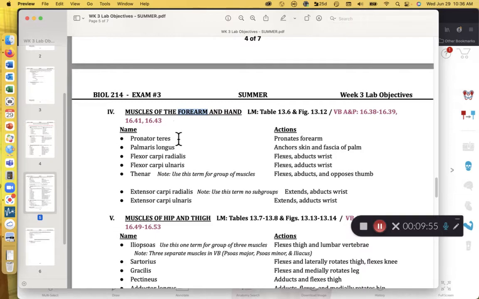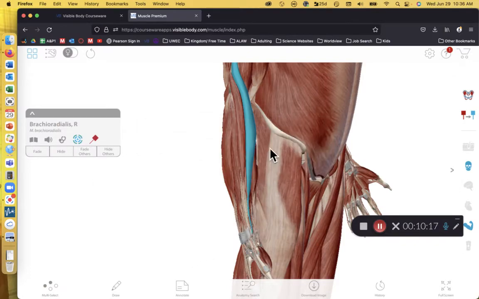So the Pronator Teres pronates. The flexor carpi radialis flexes the carpal bones and is on the radius side. And this one flexes the carpal bones and is on the ulna side. So the names really tell you what to look for. Remember the pronation movement as we rotate the wrist and hand.